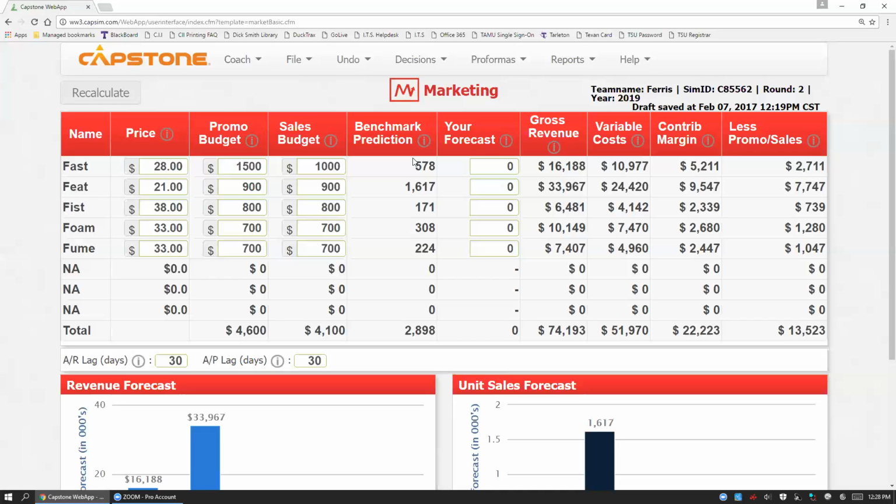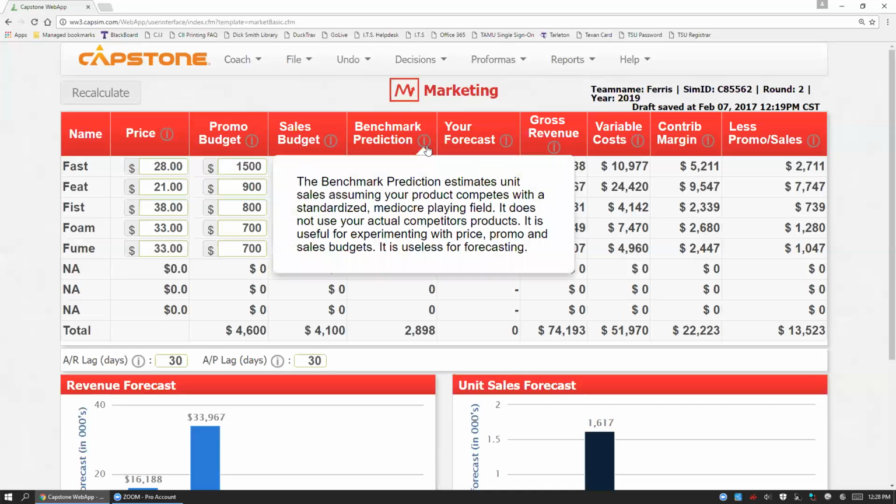We then have your benchmark prediction. Your benchmark prediction is good for the way I demonstrated it to you, to show how much more you are estimated to sell if you make a change in your pricing, a change in your promotional budget, a change in your sales budget. But it's not good to use as a forecast. And let's click on the information button to determine why.